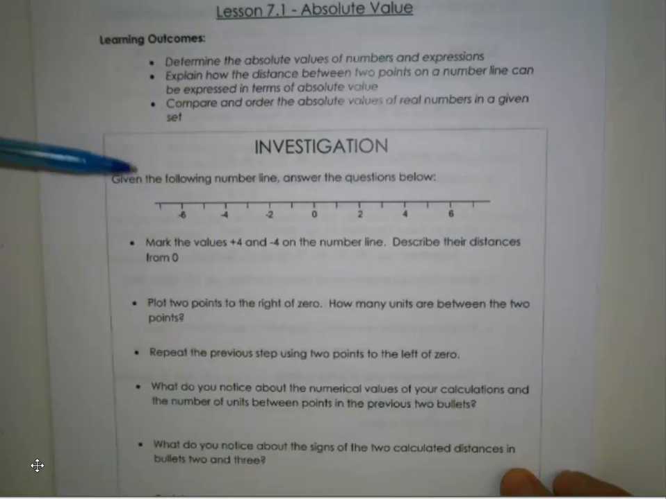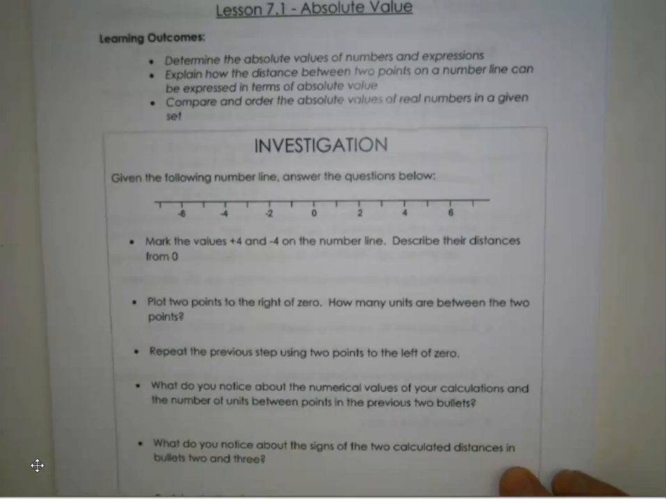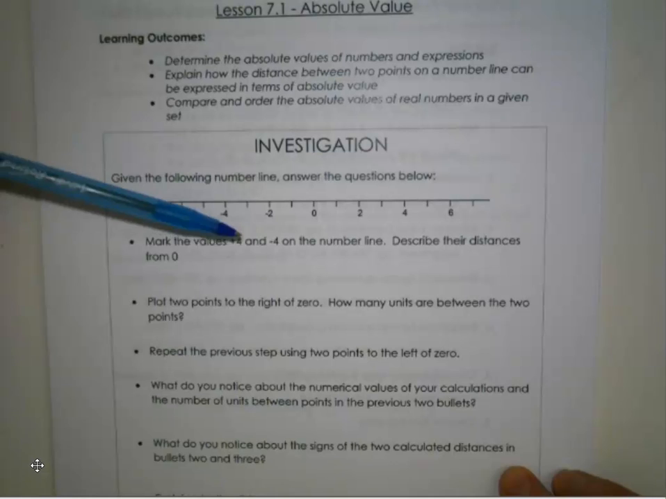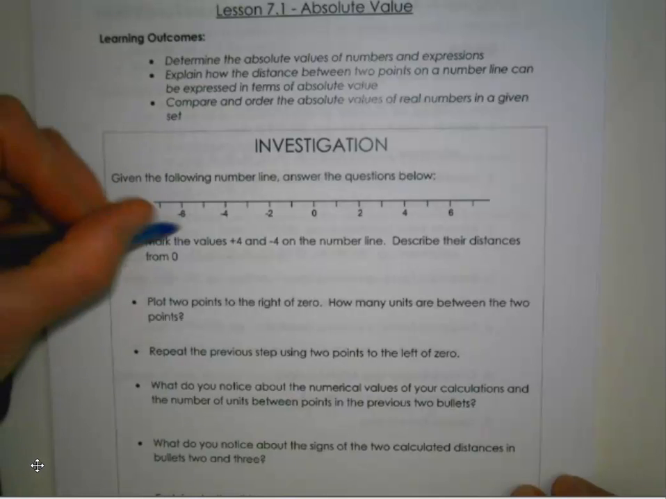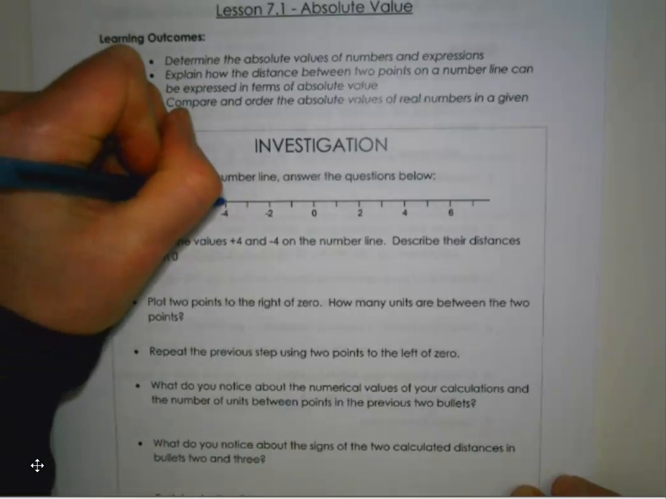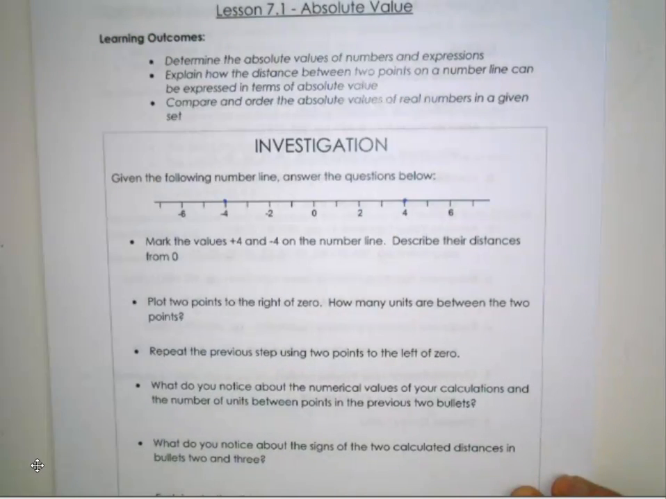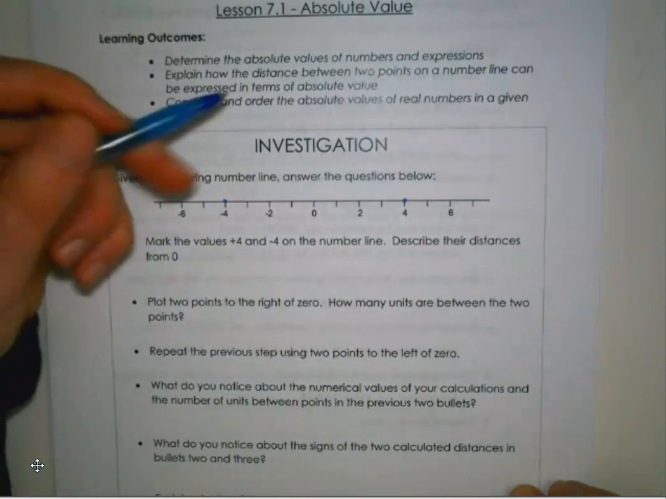Using the following number line, we want to try and answer some questions. The first one asks us to mark the values +4 and -4 on the number line. What you might want to do here is pause the video and work through this on your own. It should be material that you can do quite easily, and then come back and I'll go through a quick explanation so you can check your answers. So we mark +4 and -4, and describe their distances from 0.